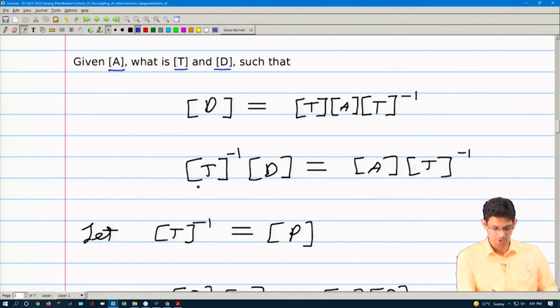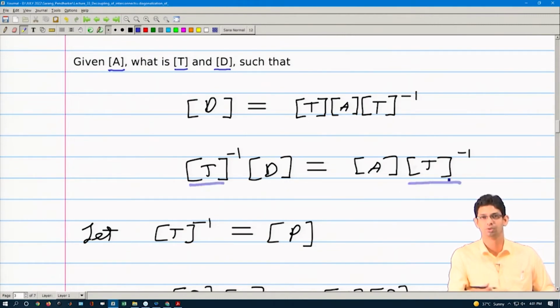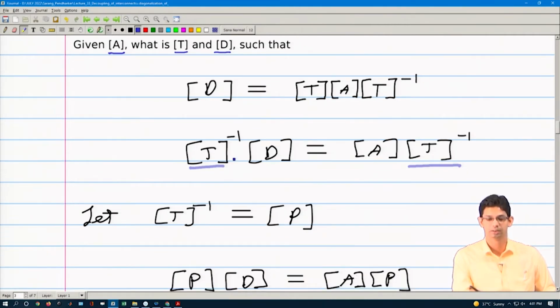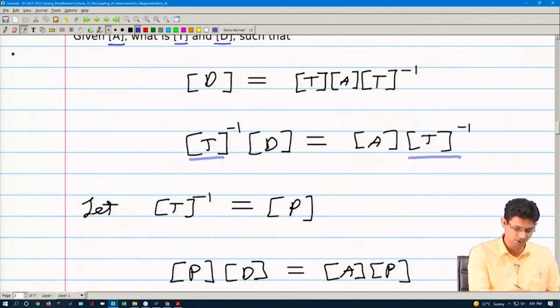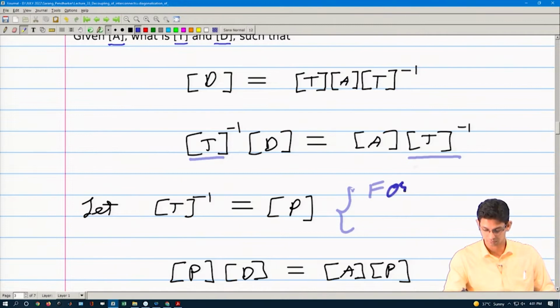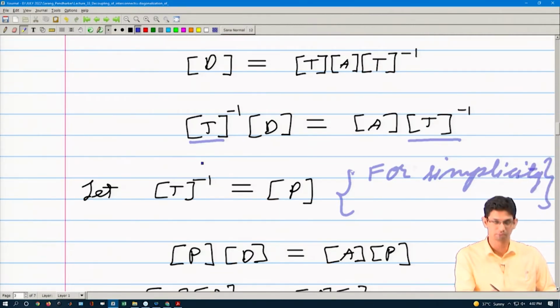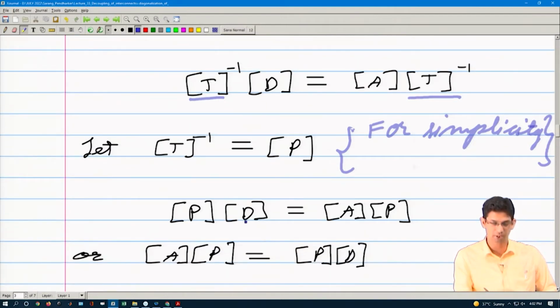Now, in this equation, this is a matrix and this is a matrix. We can go on handling this matrix as T inverse, but that will complicate the notation. So, just for simplicity of notation, I do not want to handle this T inverse throughout. So, let us call this T inverse as some matrix P. So, what I have is the P matrix multiplied by D is equal to A into the P matrix.